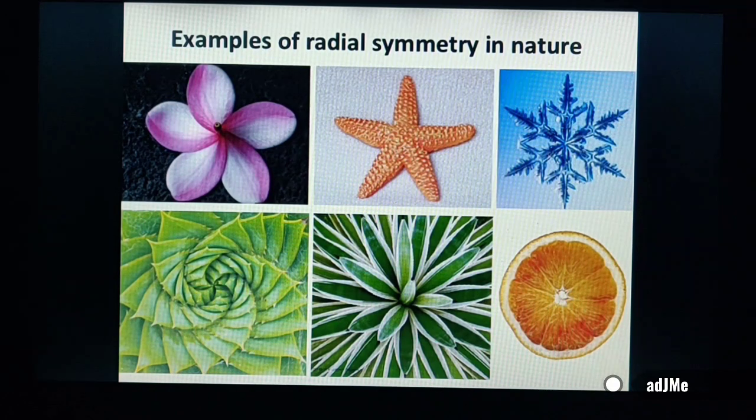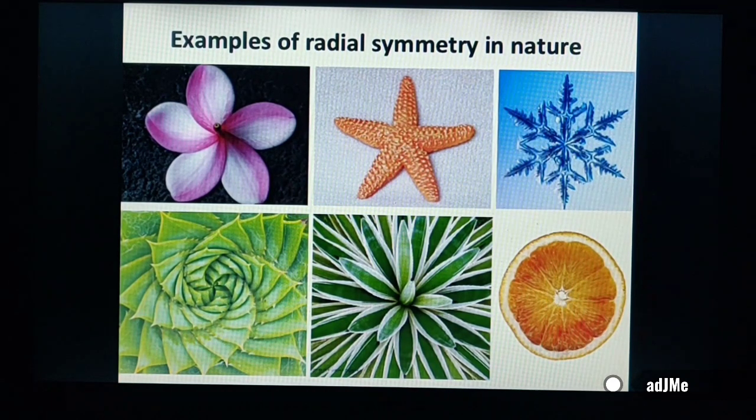Then orange, an orange cut into half. Okay. So all these are just examples of radial symmetry.